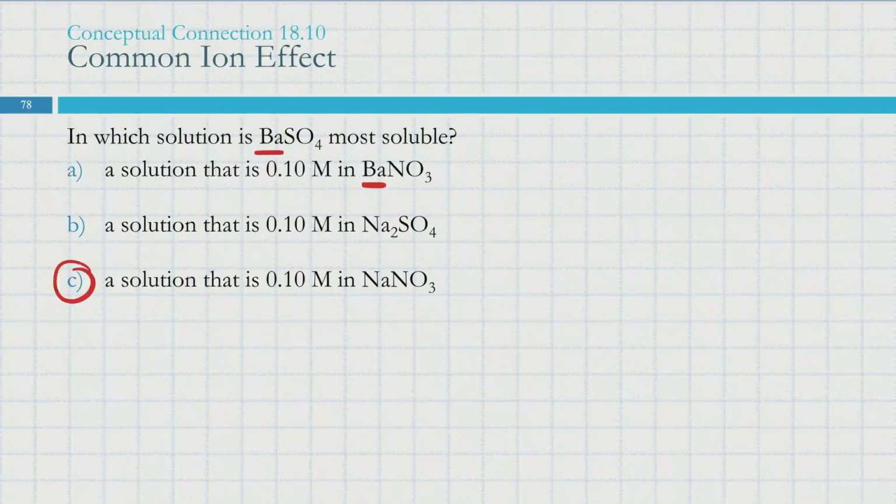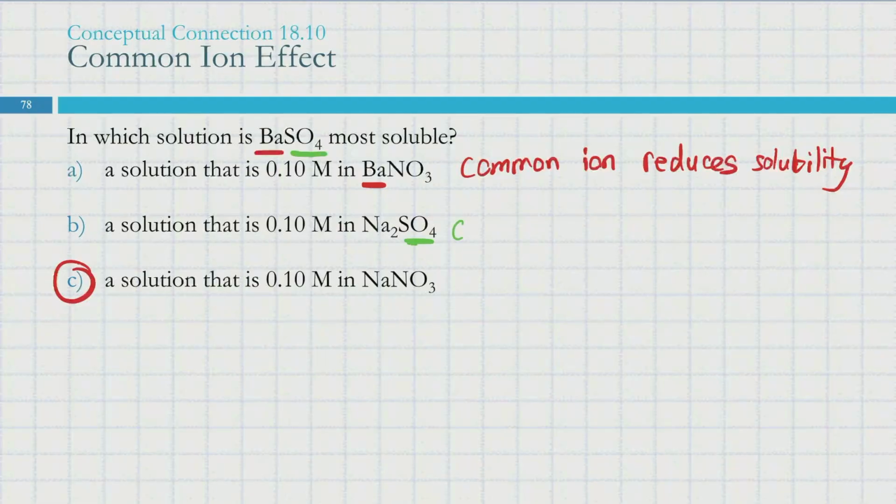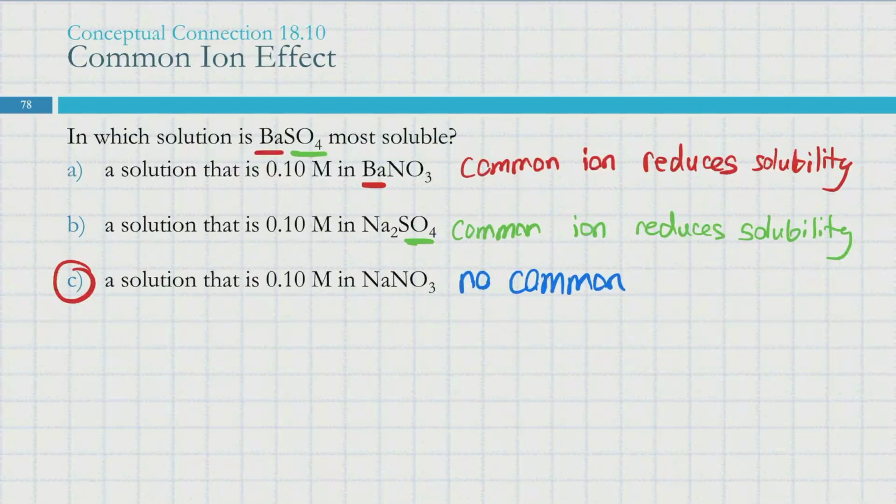In A, we have a common ion. That will restrict or reduce the amount that it dissolves. So common ion reduces solubility. And in B, we have a different common ion. So this common ion reduces solubility. And in C, we have no common ions. So we'll have the highest solubility in C.